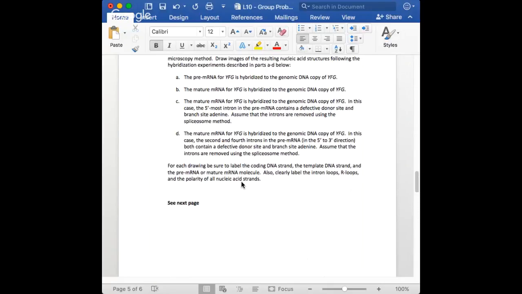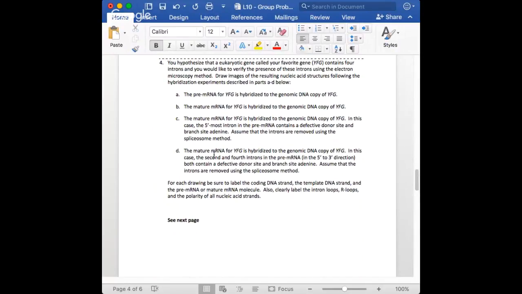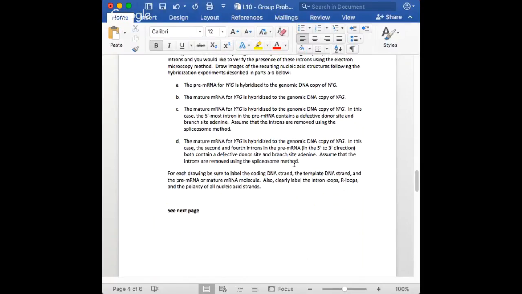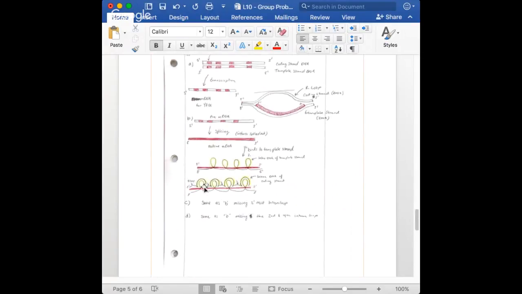Now it's essentially the same deal with letter D here, except it's saying the 2nd and 4th introns, and the pre-mRNA both contain defective donor sites and branch site adenine. So it's the same as B here, but the 2nd and 4th ones will be gone as well. So you only have 2 loops.